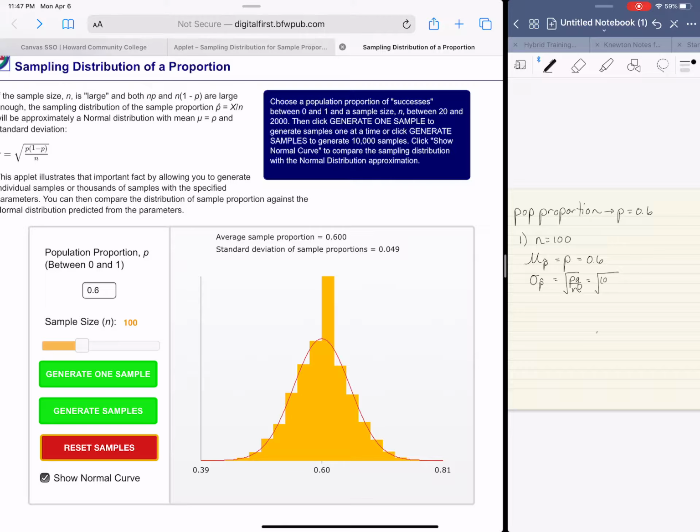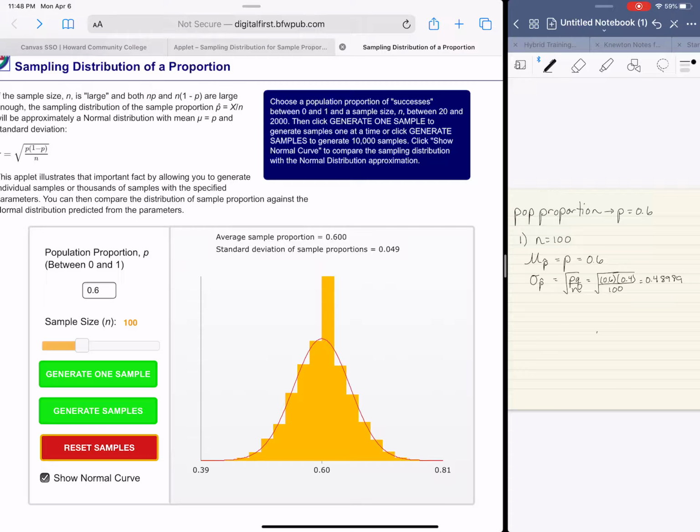So the p is 0.6, q is the complement of p, so 1 minus 0.6 is 0.4, and the sample size was 100. Now if you put this in your calculator, you're going to get 0.48989. So something very, very close to 0.049.